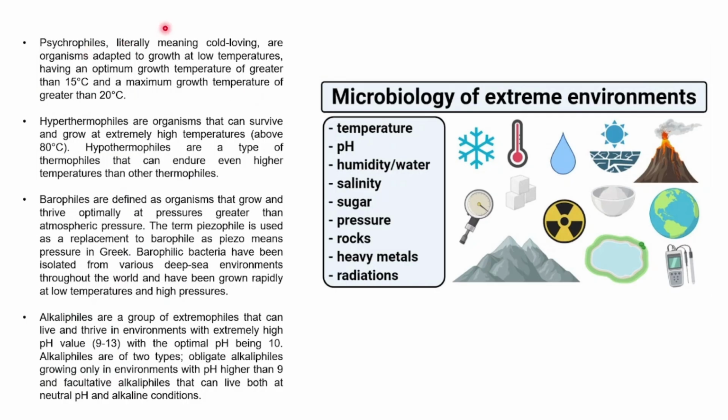So what are psychrophiles? First of all, we have microorganisms in every part of the world, at very extreme environments as well. Extreme environments means temperature, pH, humidity, salinity, sugar, everything. And it's quite amazing how microorganisms can survive at those extreme conditions. So psychrophiles literally means cold loving. These are organisms adapted to growth at really low temperatures, having an optimum growth temperature of greater than 15 degrees Celsius and maximum growth temperature of greater than 20 degrees Celsius. So they have successfully colonized all the permanently cold environments, from the deep sea to the mountain and polar regions.